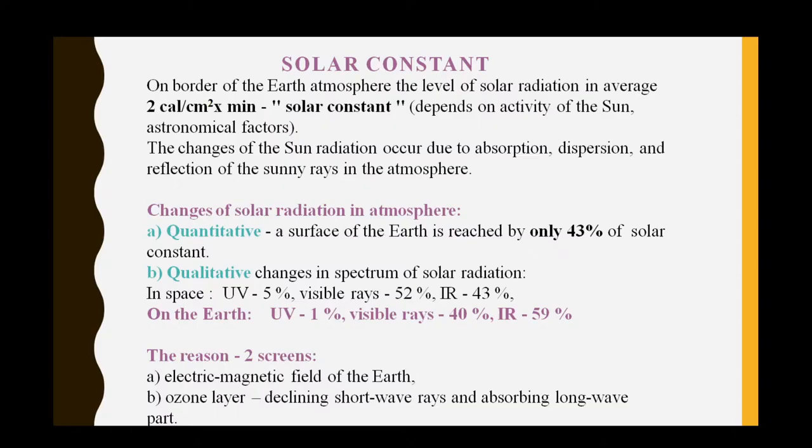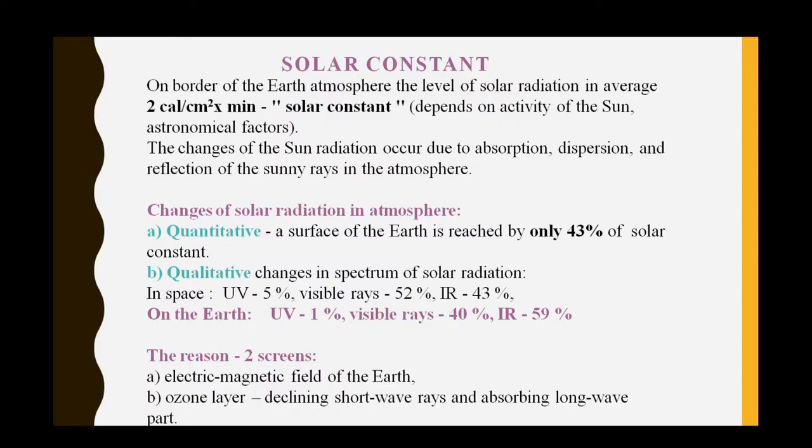Solar constant. On the body of the Earth's atmosphere, the level of solar radiation is on average 2 calories per square centimeter per minute, the so-called solar constant. It depends on the activity of the sun and astronomical factors. The changes of the sun's radiation occur due to absorption, dispersion, and reflection of the sun rays in the atmosphere.